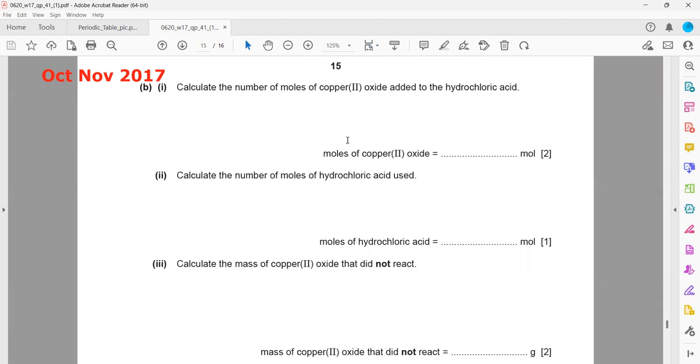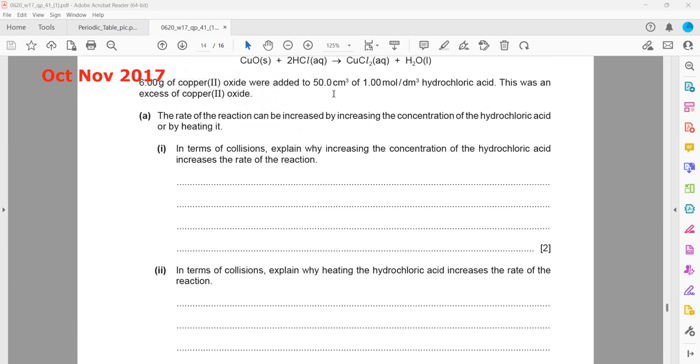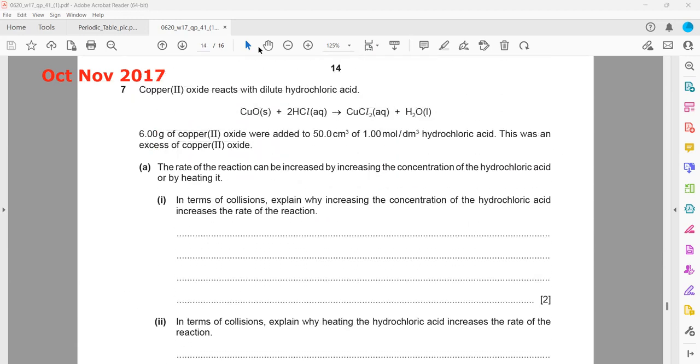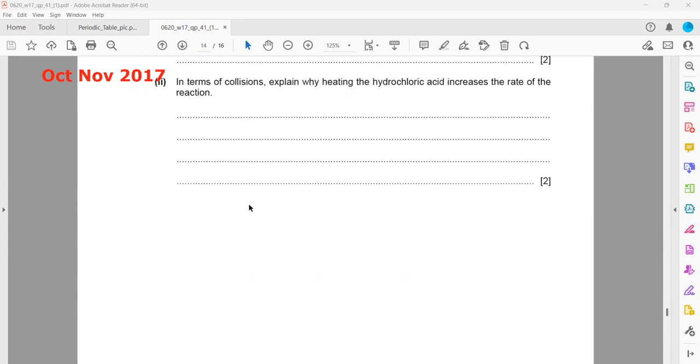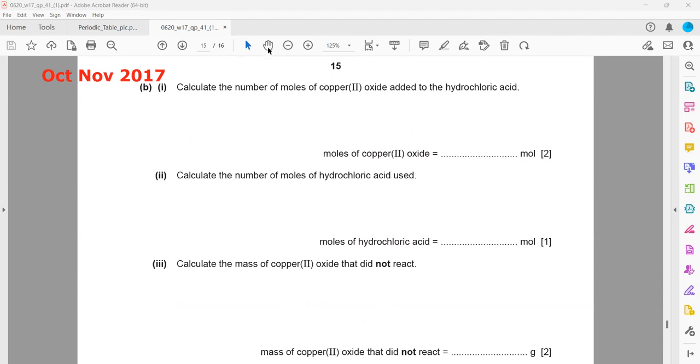Calculate the number of moles of copper 2 oxide which are added to hydrochloric acid. How to get the moles of copper 2 oxide which are added? So we have 6 grams. If we have mass in gram, what will we use? We will use a formula: moles equal mass in gram divided by the molar mass.